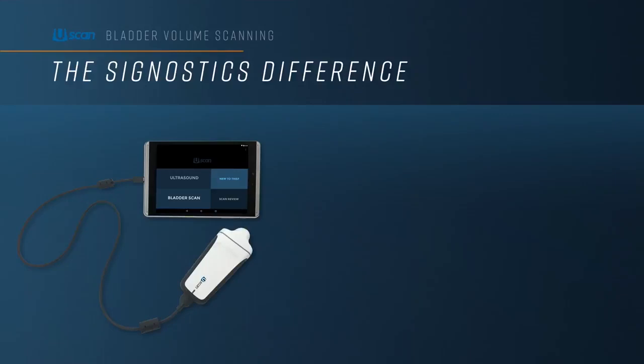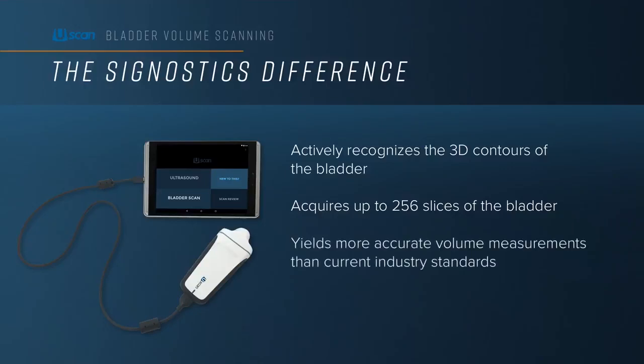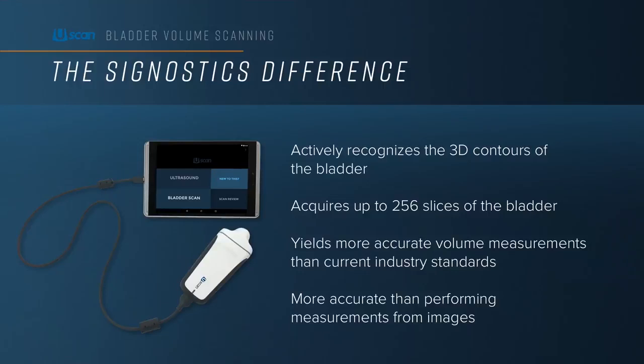USCAN is the only product in the market that recognizes the 3D contours of the bladder using up to a maximum of 256 slices. This allows for the most accurate results against current industry standards and is far more accurate than obtaining results from just 2 ultrasound images or a typical point-and-shoot bladder scanner.